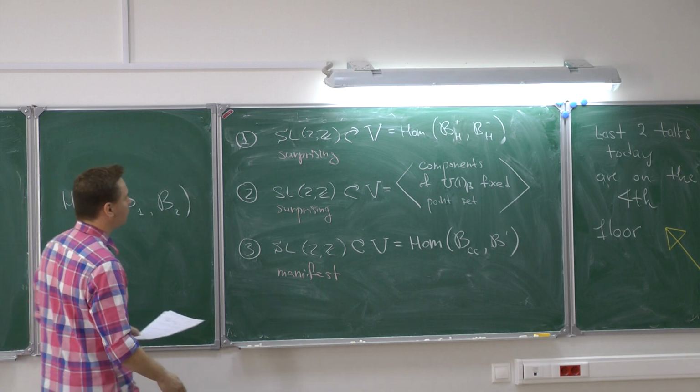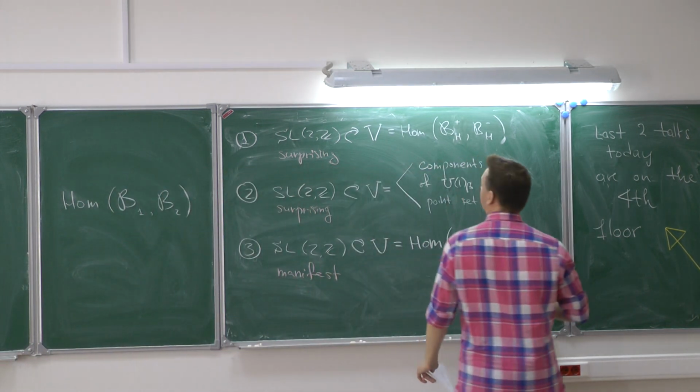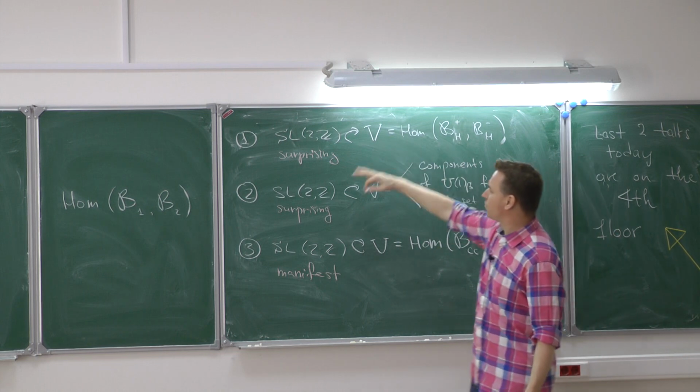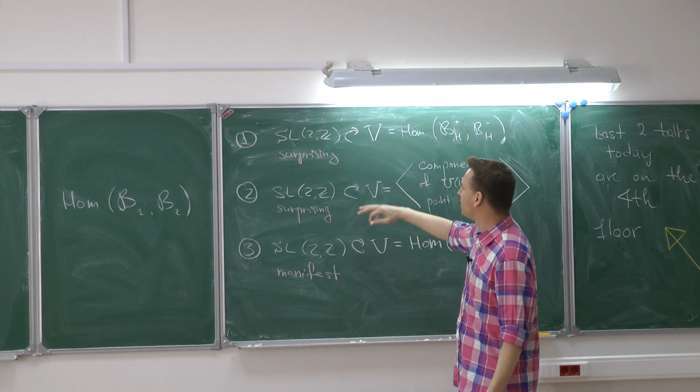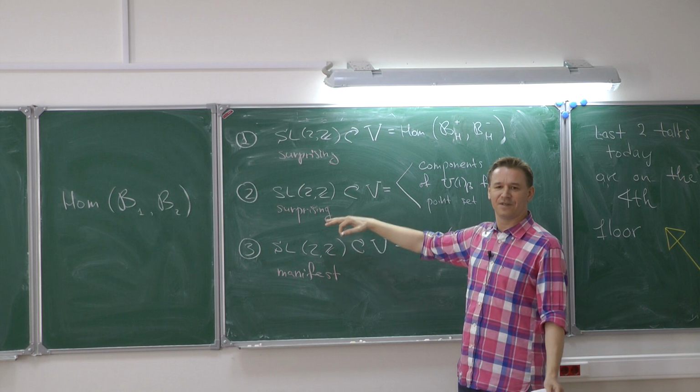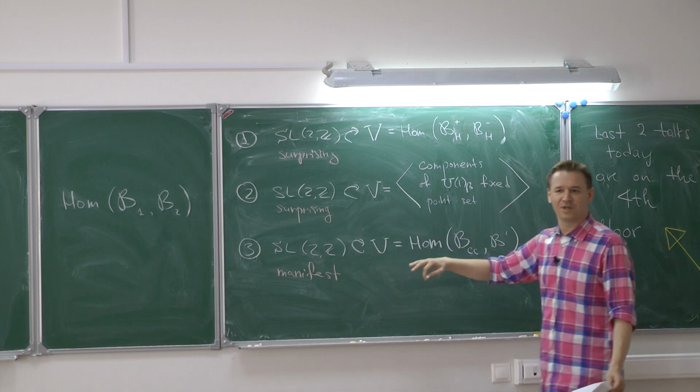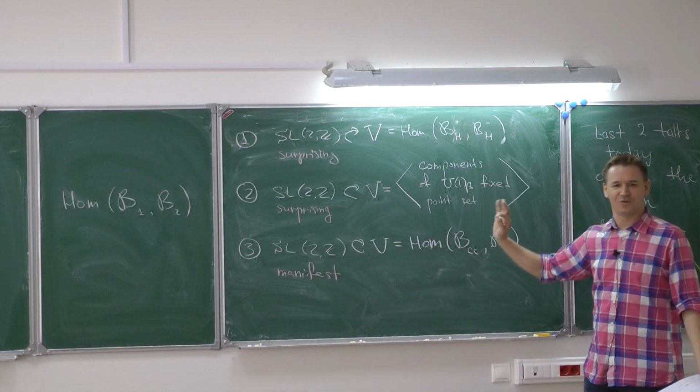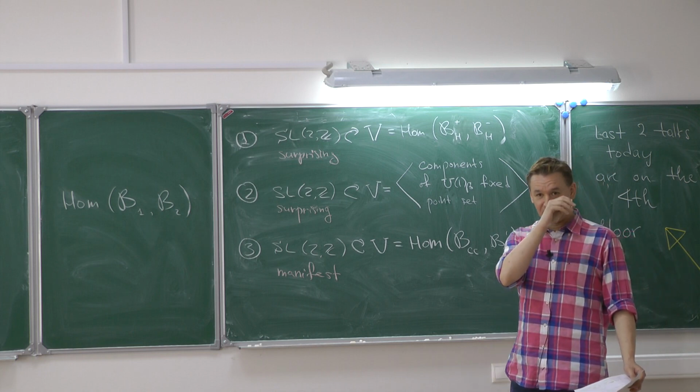That's right. So now to summarize, out of the 3 SL2Z actions, 2 will be surprising and 1 manifest, and 2 will be realized as Holmes and 1 not. So that's a short summary of the results.